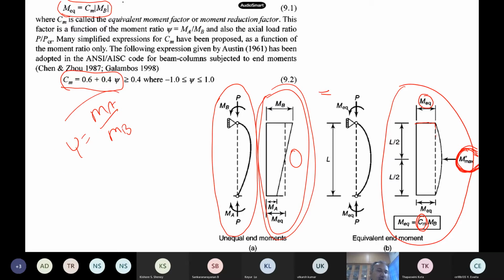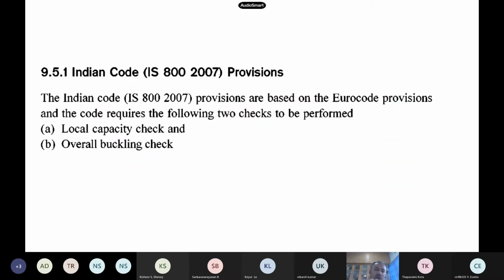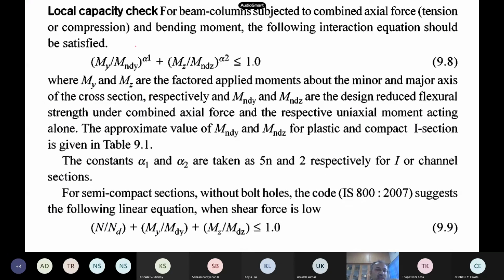Okay, so this type of equivalent moments we will also use in the code. Now if you come to the IS code to design a beam column, it is very simple, and of course our IS code is based on Eurocode 3, from where they have picked up these things. Two checks have to be done. One is a capacity check, the other is the buckling check, because the columns may be slender. Very simple. In the capacity check, this is the interaction equation basically.